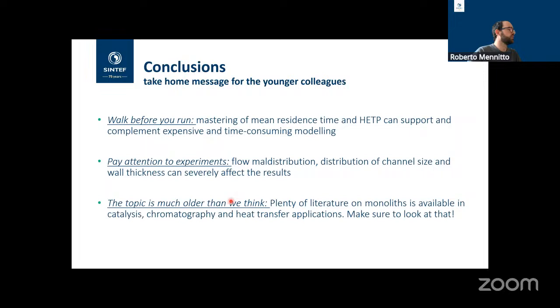And the last one is the topic of monoliths is actually much older than what we may think. In the adsorption community, we have beautiful works from Professor Ritter, Professor Joeri Denayer, Arvind Rajendran, Paul Webley, Stefano Brandani, and so on. But there are many, many papers from chromatography, catalysis, heat transfer applications. So make sure you always have a look at these fields, because a lot of interesting things are happening there that we could take advantage of.